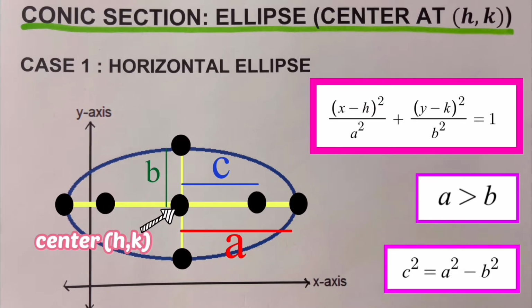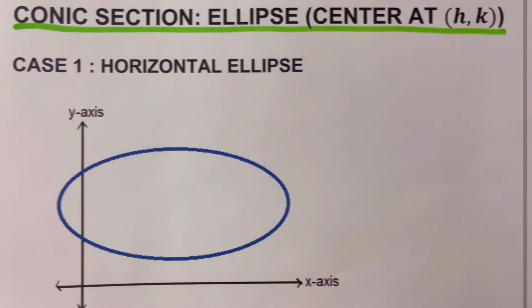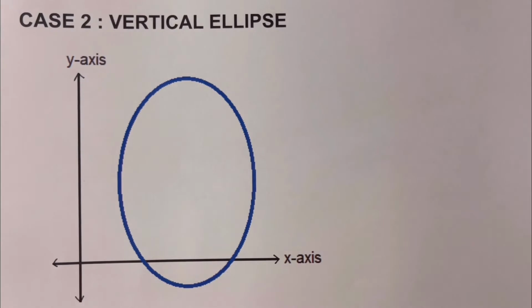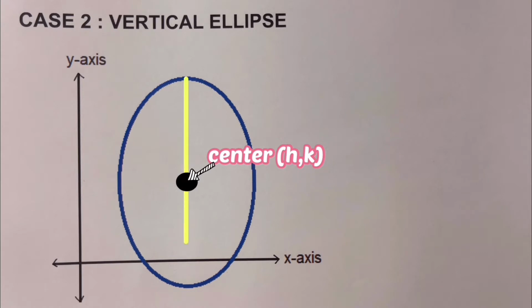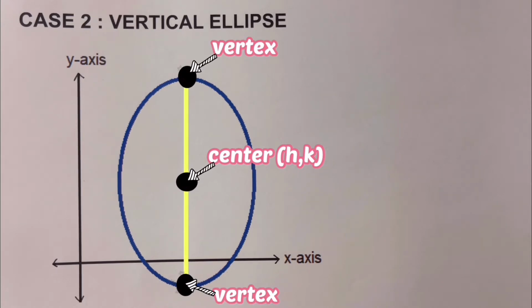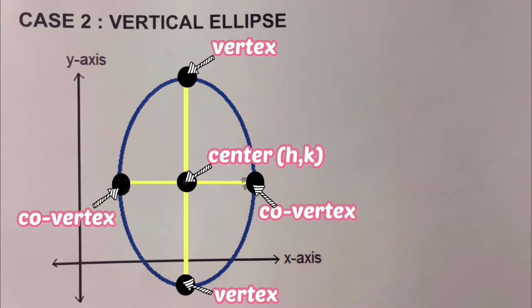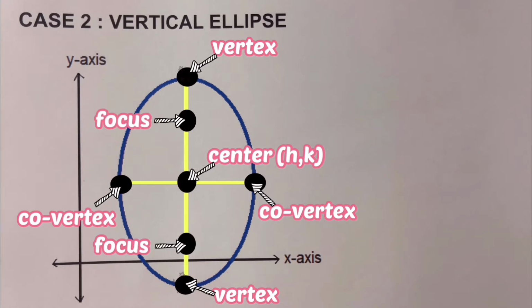Now, let's look at the second case of an ellipse. The second case is the vertical ellipse. We pretty much have the same parts. We have the center. We also have the major axis, the two vertices, the minor axis, the two co-vertices, and the two foci.